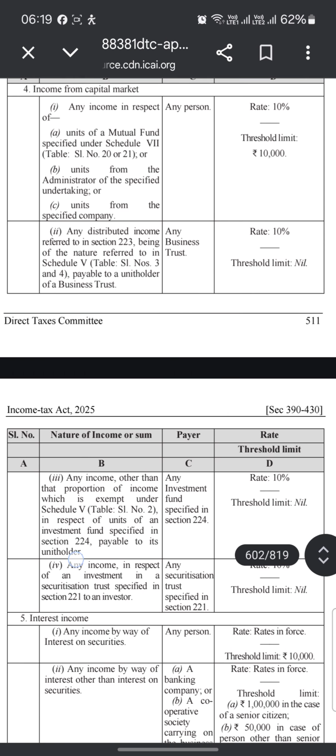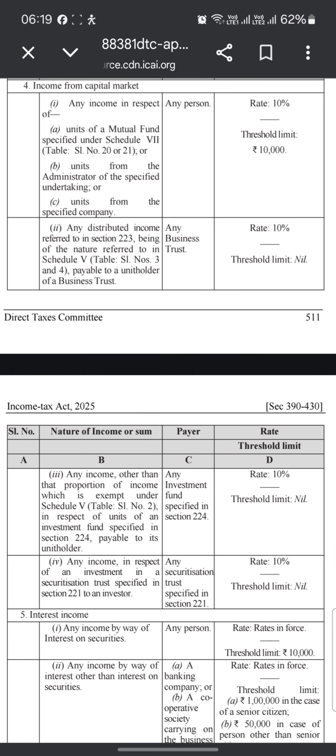Income from capital market. Any income in respect of units of a mutual fund as specified under Schedule 7, table serial number 20, 21, any person, the rate is 10%. The threshold limit is 10,000 units from the administrator of the specified undertaking, or units from the specified company.